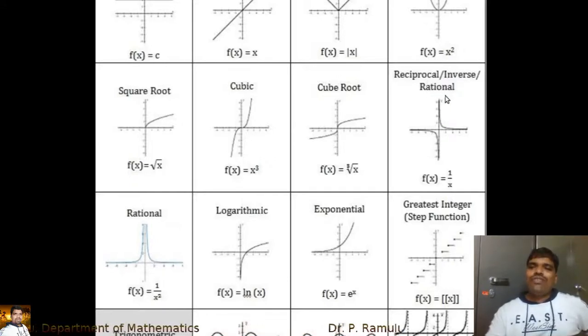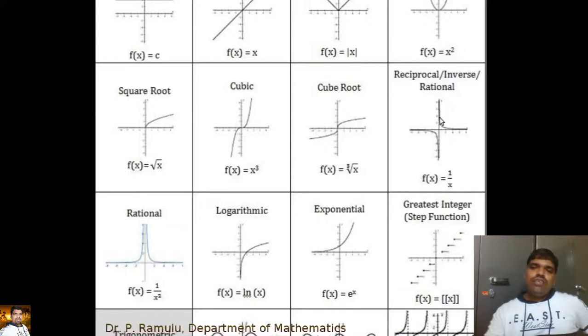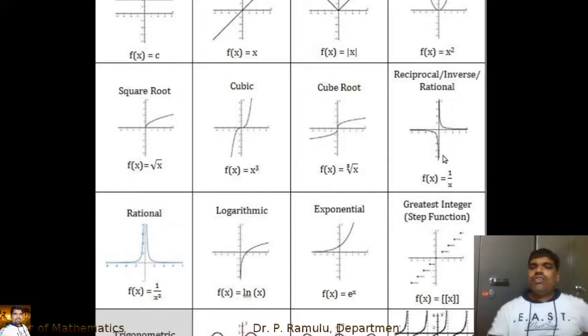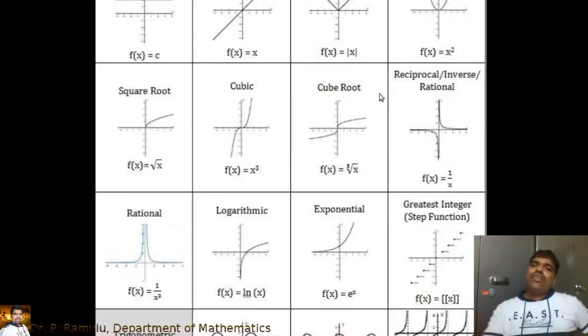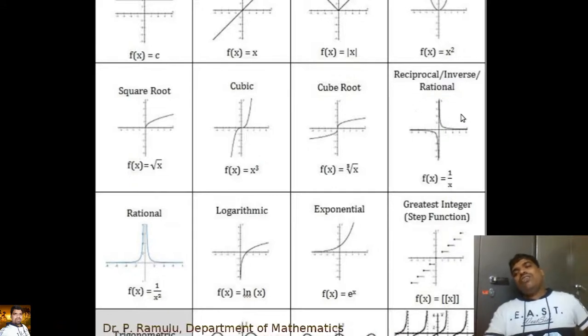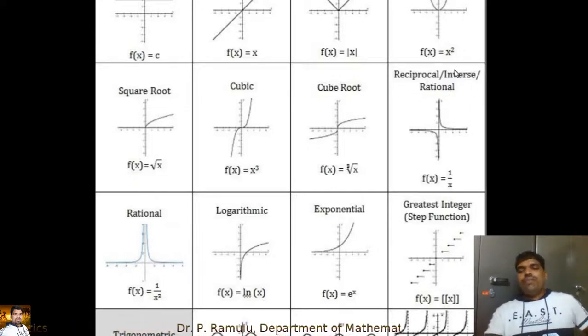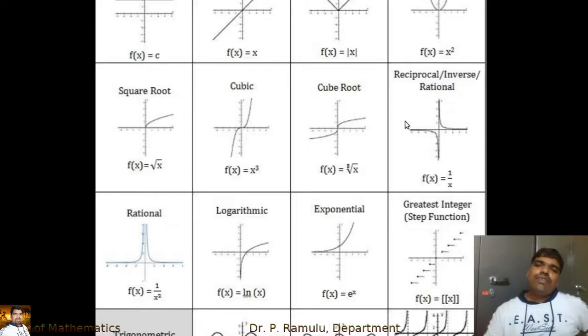Reciprocal or inverse rational functions. f of x equals 1 by x. See, it goes like this, it is going like this. Is it a function? If I define my function from R star to R, it is a function. Suppose I define it from R to R, it is not a function. Why? Therefore, the function is defined from R star to R star, that means R minus the singleton 0.